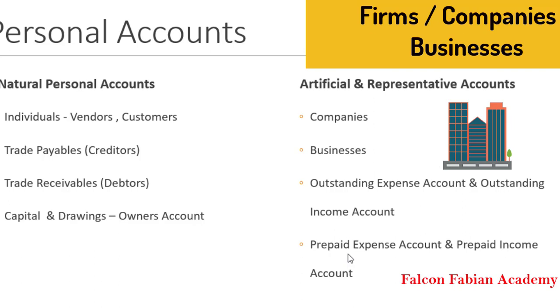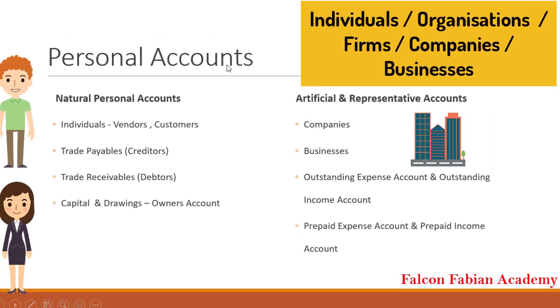Then lastly, the rule for personal account is also going to be applied to prepaid expense account and prepaid income account. What is a prepaid expense account? Prepaid expense is that you've yet not bought something or you've yet not taken a service from someone, but you've paid in advance. And prepaid income is going to be you've yet not delivered a service or a product, but you've received the money in advance. So whenever you pay in advance or you receive in advance, in that case also the rule for personal account is going to be applied.